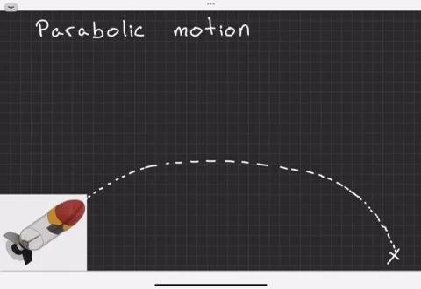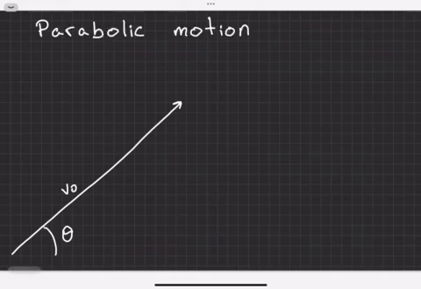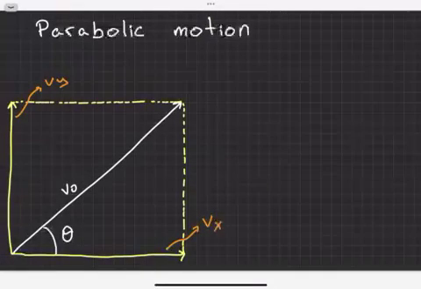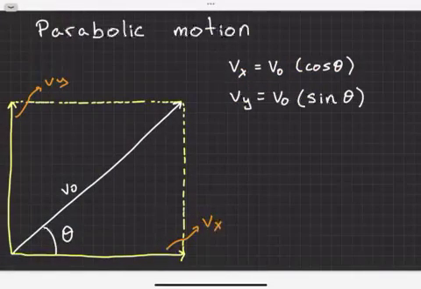First, we can see the initial velocity can be represented by a diagonal, and it has an angle we can call theta. Then, with this, we can say that the velocity has a vertical component, how fast it will go upwards, and a horizontal component, how fast it will go sideways. And we know that Vx is V0 times the cosine of theta, and Vy is V0 times the sine of theta.